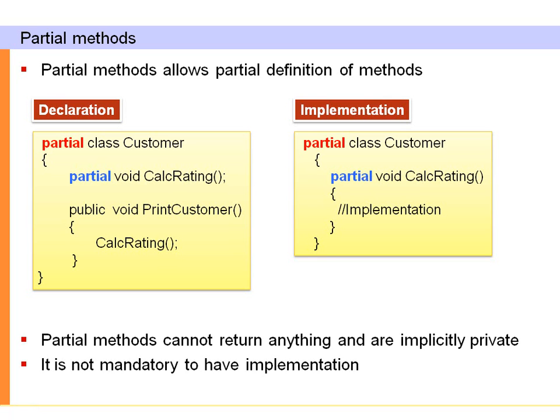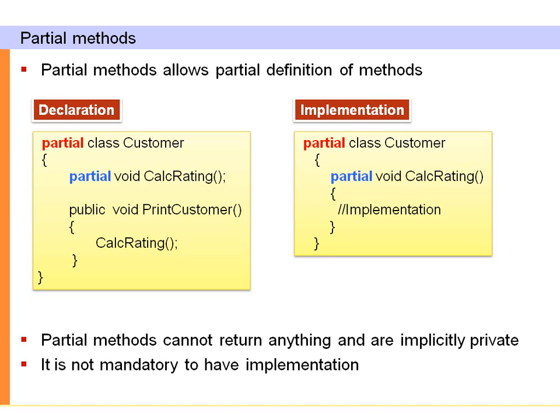This means that once you declare a method as partial, then it is private and it cannot be called from outside. So, all restrictions of private method are applied to partial methods. You can see here I am calling partial method calc rating from method print customer. So, whenever print customer gets called, calc rating gets called indirectly. This is the only way in which partial method gets called.